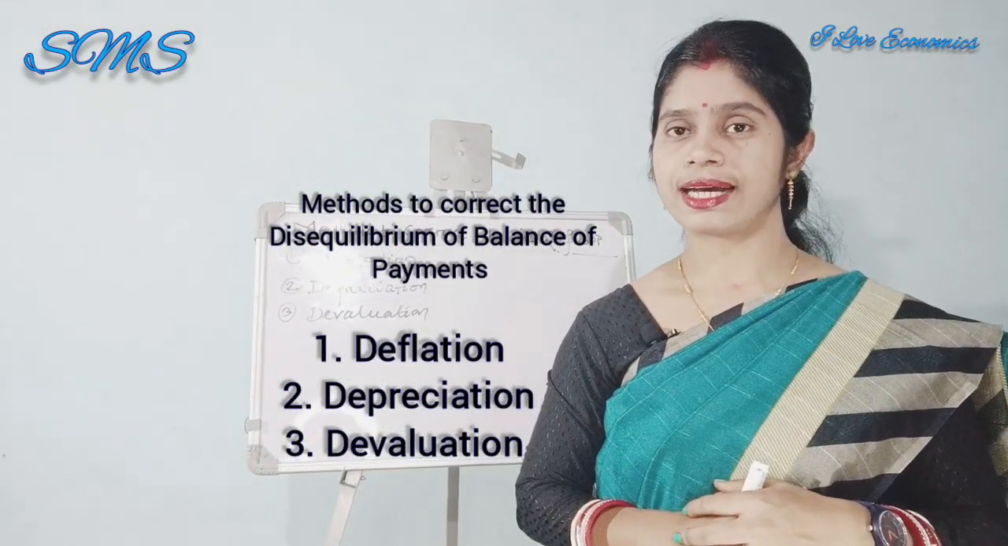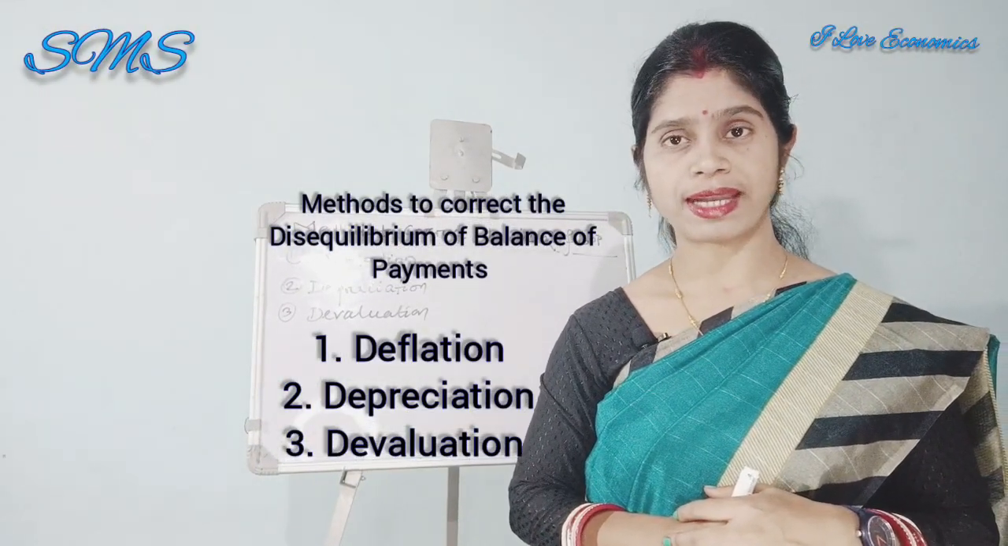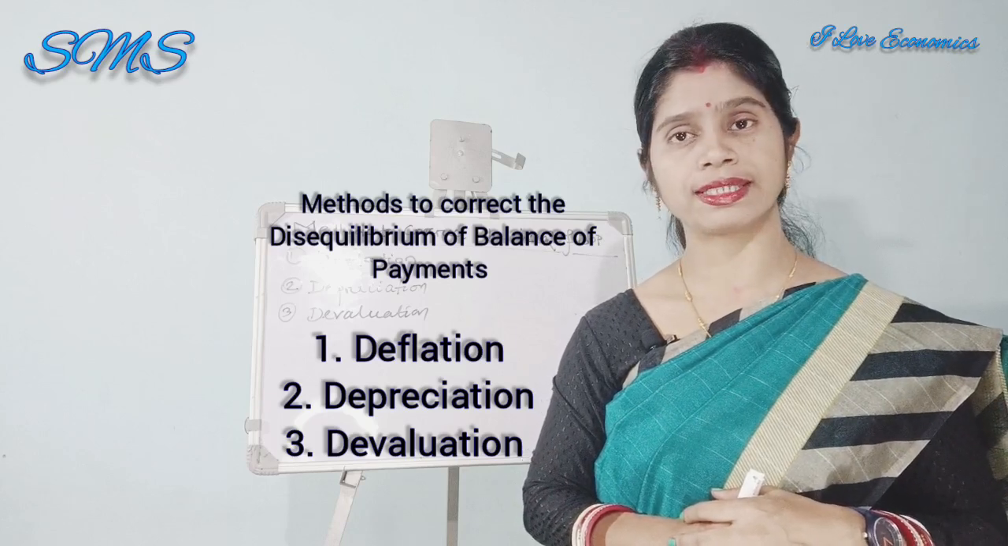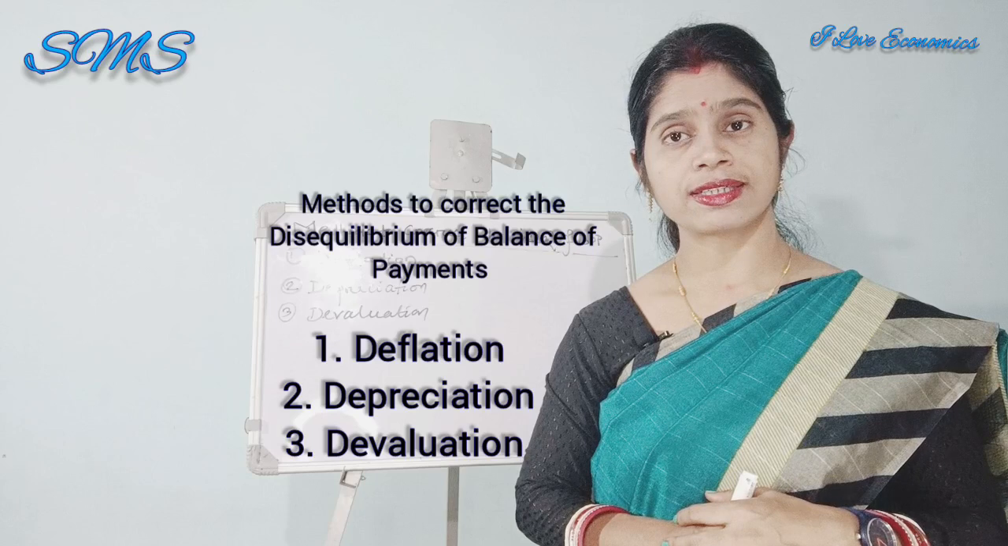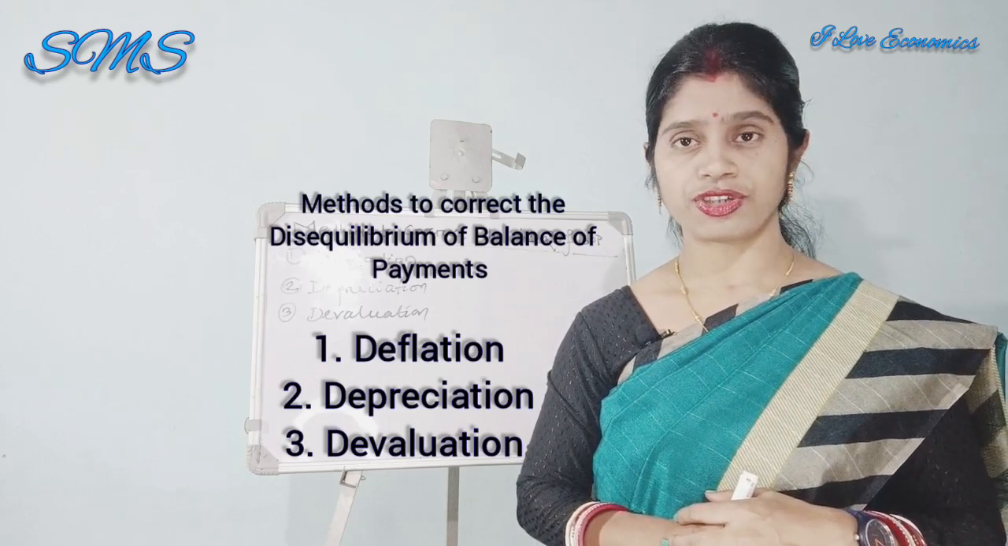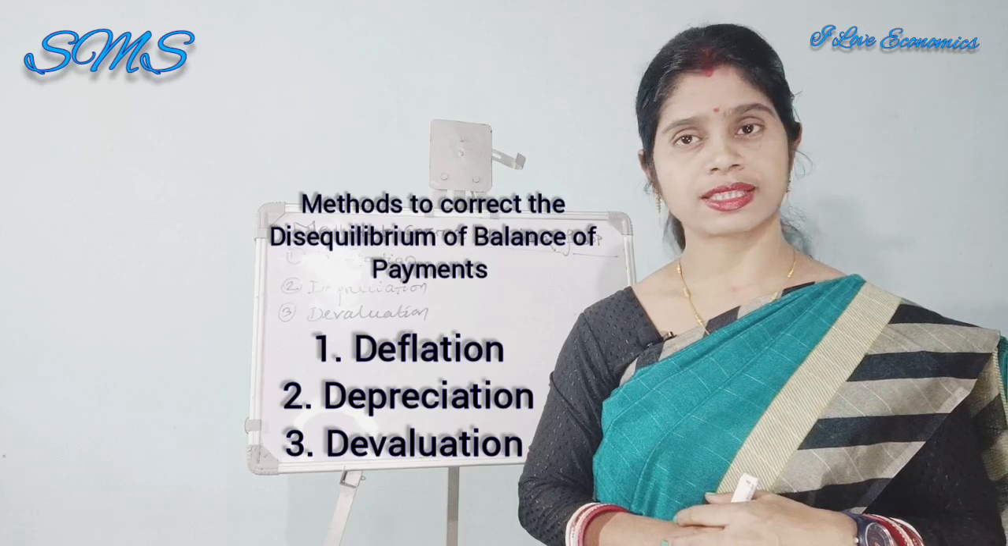Today we'll discuss the last but not the least part of this balance of payment chapter, known as methods to correct the disequilibrium of balance of payment. There are several methods to correct the disequilibrium of balance of payment. Today we'll discuss only 3 methods, and other methods will be discussed in the next class.